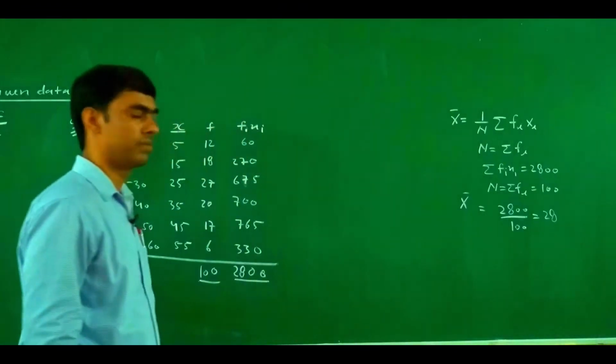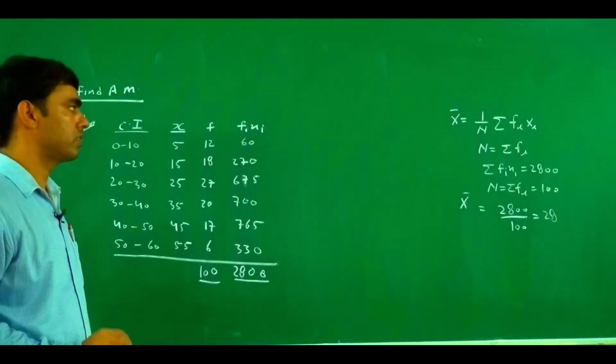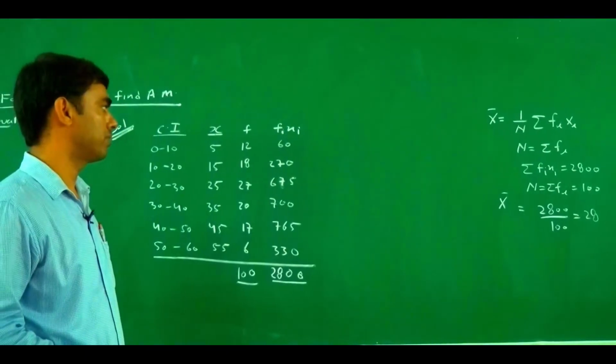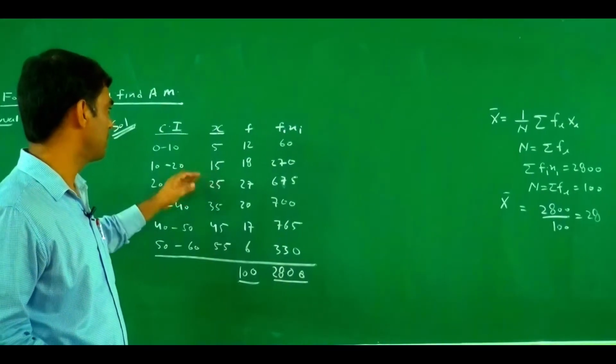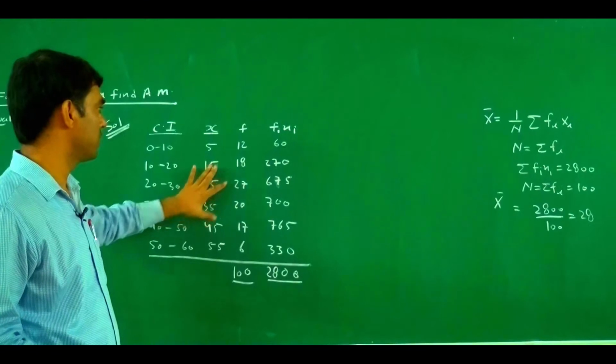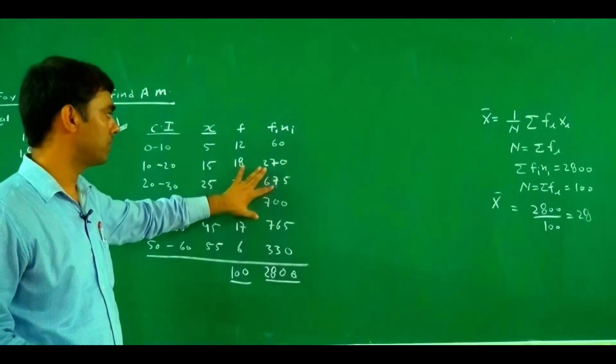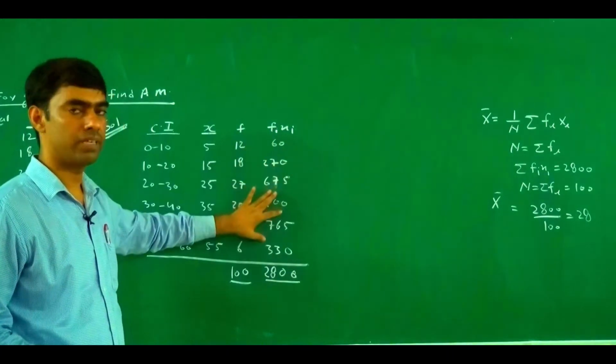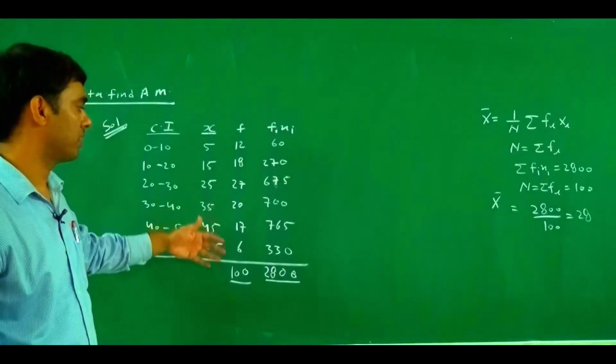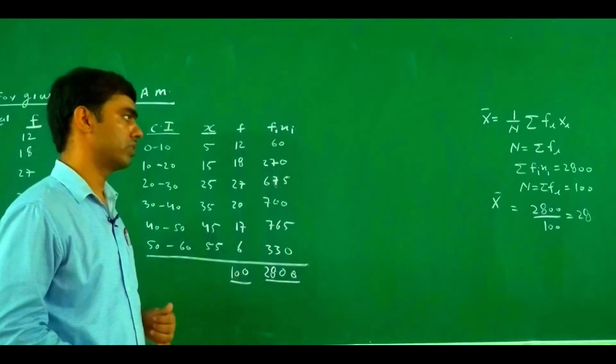This was with the help of the first formula, 1 upon N summation fi xi. But as the values of frequency or the values of x are large, it becomes very complicated to find the value of summation fi xi manually. So with the help of a calculator we are easily able to find this.